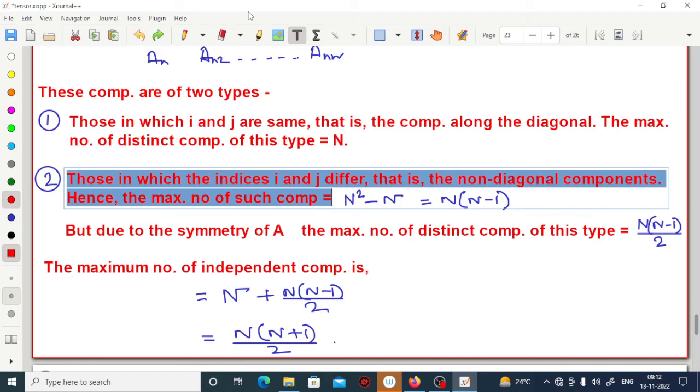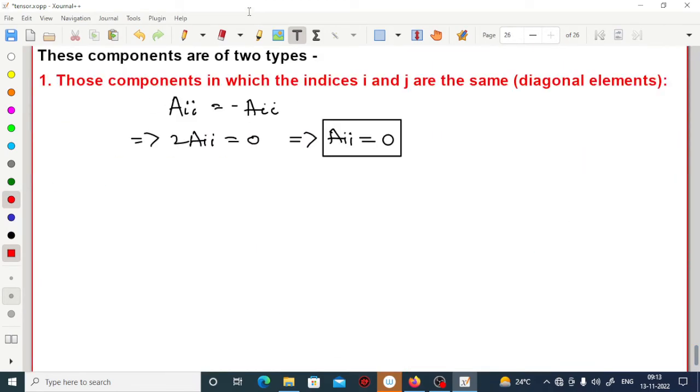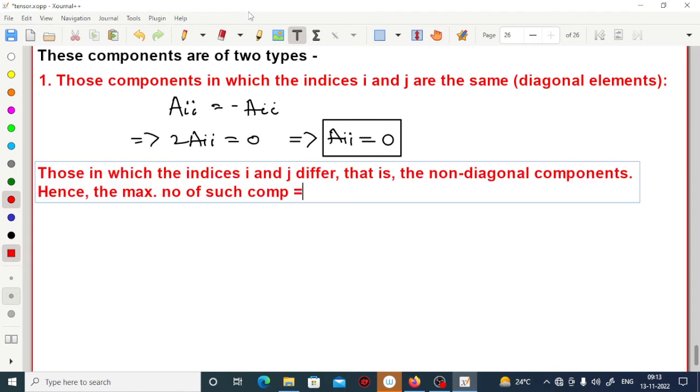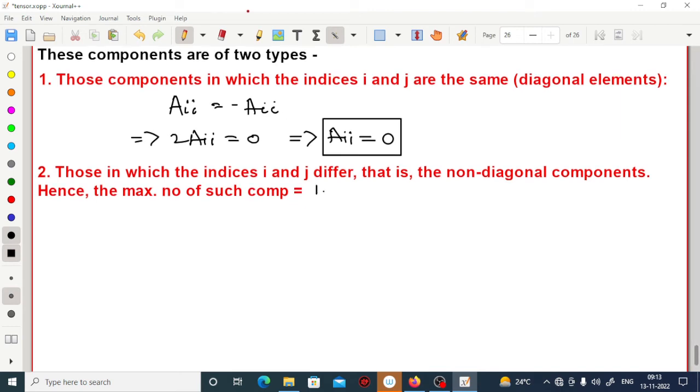আমি কয়েকবার এখান থেকে আপ ডাউন করব। I will go back and come again a number of times in order to save some time. এটা হচ্ছে number 2, those in which the indices differ, that is the non-diagonal elements and hence the maximum number of such components. এখানে কতগুলো হতে পারে এরা? n square minus n, because there are n number of zeros already. In the diagonal how many zeros are there?